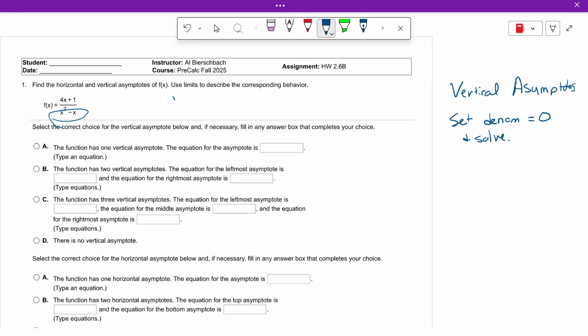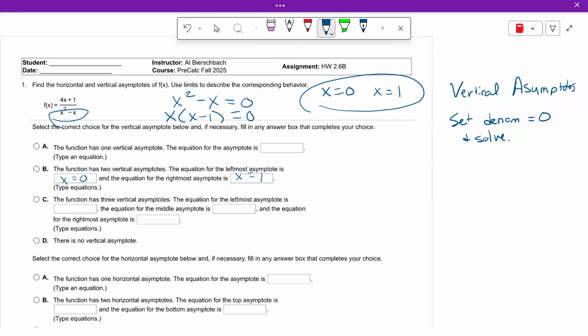So here we have x squared minus x. We set it equals 0. To solve this, we factor out an x. So it's x times x minus 1 equals 0. So x equals 0 and x equals 1. How many asymptotes do I have? 2 asymptotes. The function has 2 asymptotes. The leftmost one is x equals 0. The rightmost one is x equals 1.